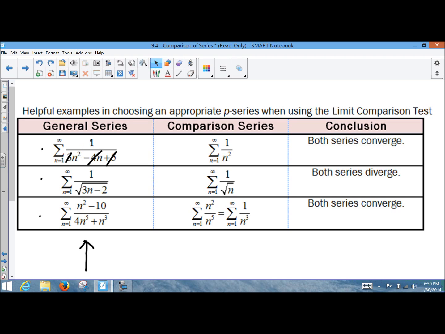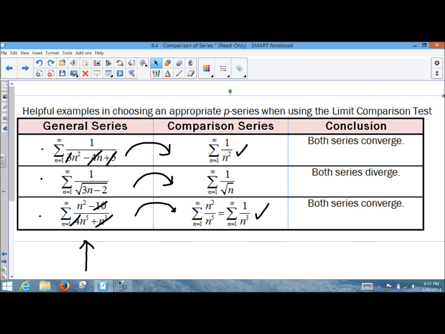So you can see that if you strip away those things, what you've got is 1 over n squared. And this is a great thing to compare with, because you know that 1 over n squared as a series will converge. It's a convergent p series. So hopefully you can kind of see in the second example then how 1 over the square root of 3n minus 2 could really just be compared with 1 over the square root of n. And in the third one, once you strip away the 10, the n cubed, then the 4, n squared over n to the 5th really just becomes 1 over n cubed. And in this case, you also have a convergent series.